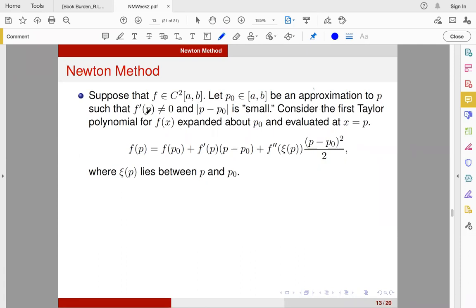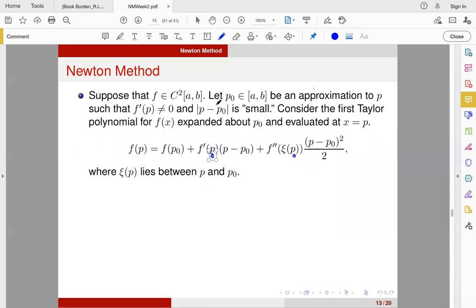Consider the first Taylor polynomial. So we perform the Taylor polynomial of f around p0. The polynomial will look like this. You can see f(p0) plus f'(p0) times (p minus p0), until the second derivative.